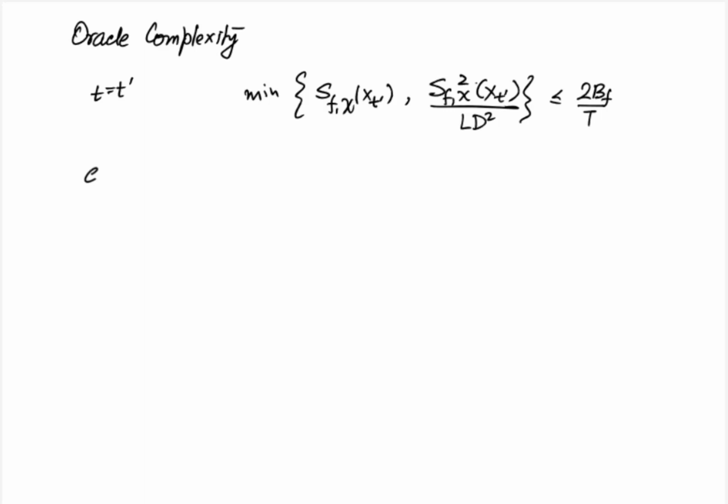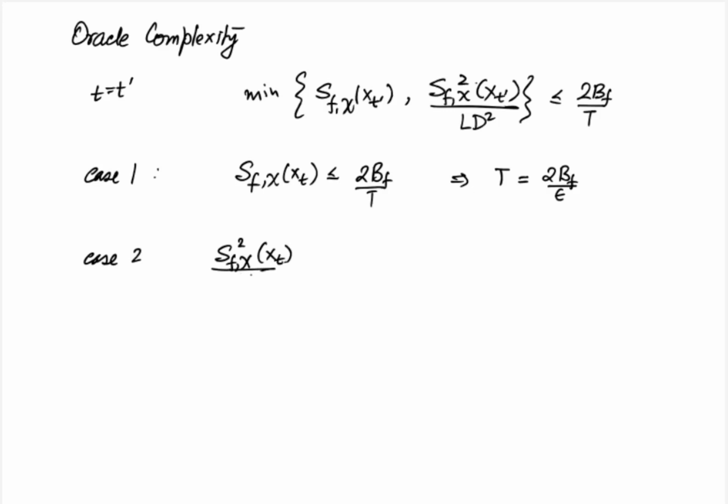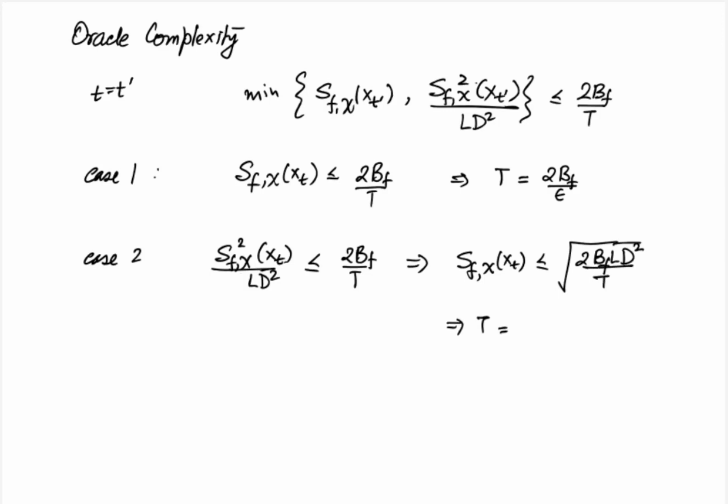Then there are two possibilities. Either s of xt prime is less than or equal to 2bf by capital T. So equating it to epsilon, the oracle complexity would be T equal to 2bf by epsilon, or else we would have that s of xt prime square divided by ld square is less than or equal to 2bf by capital T. Or equivalently, taking square root on both sides, we would obtain that s of xt prime is less than or equal to square root of 2bf ld square by square root T, which yields the oracle complexity T equal to 2bf ld square by epsilon square.